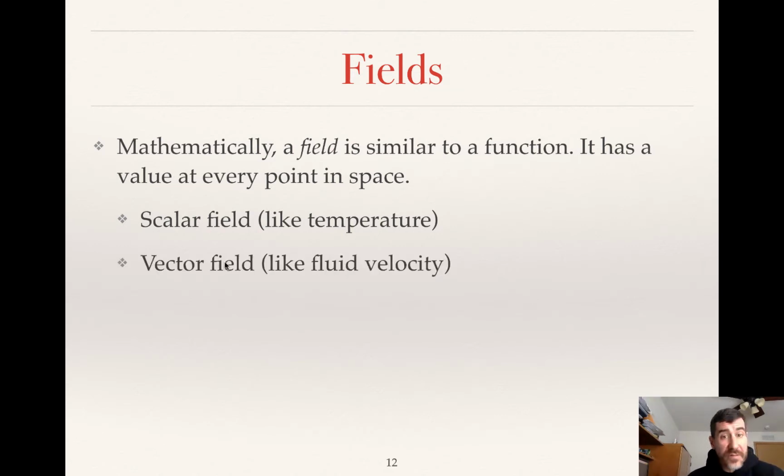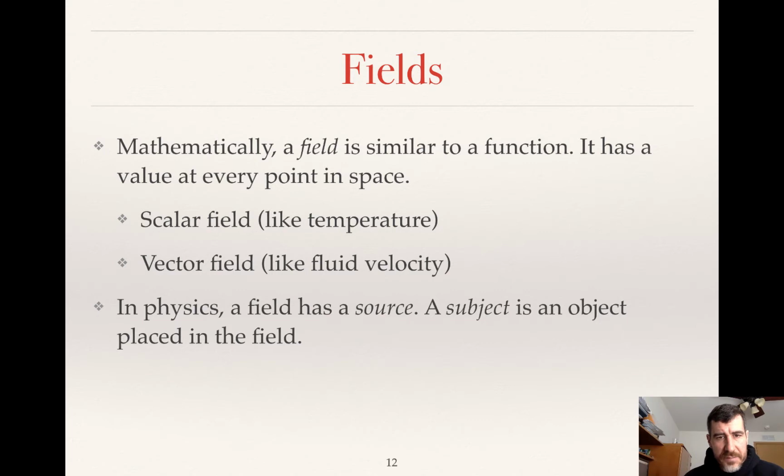You could also have vector fields. A good example is something like a fluid velocity. So imagine you have a river or a stream that's flowing, and at each point in the river or the stream, you could define the velocity of the fluid. So velocity is a vector, it has a direction, so that would be a vector field.